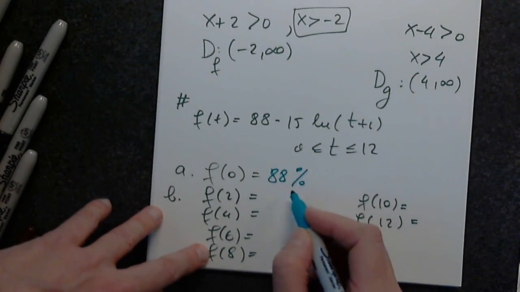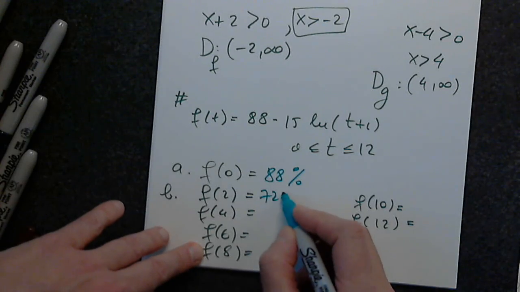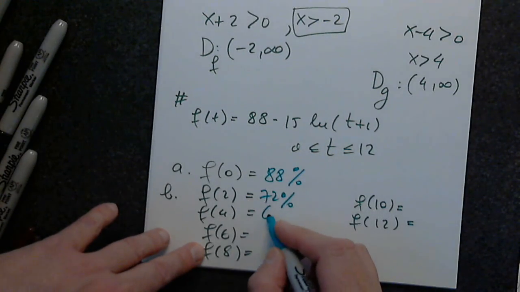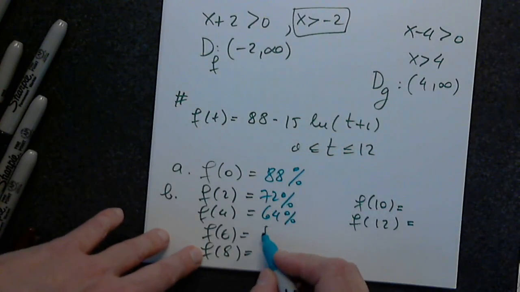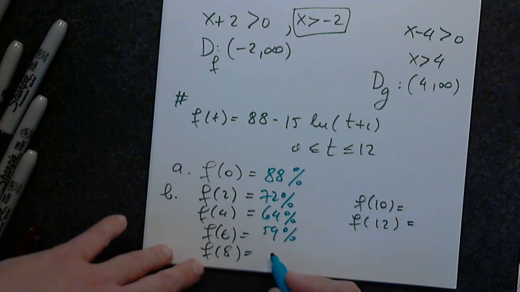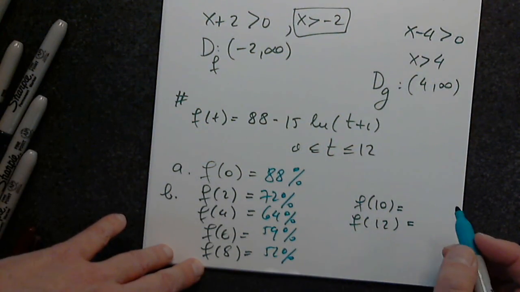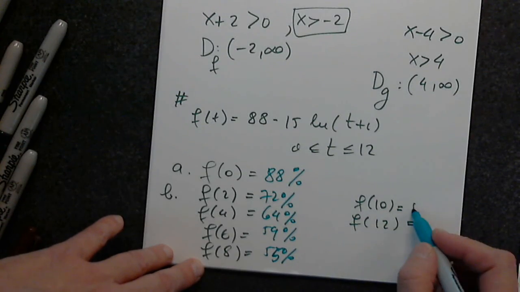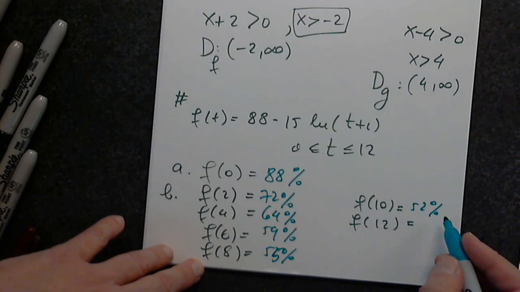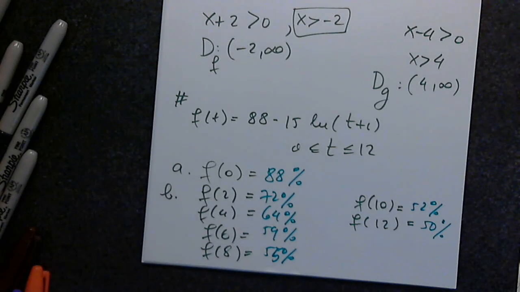88%. I'm going to round it up to 72%, and then 64%, and then 59%, and then 52%. I missed one, 55%, and then 52%, and then 50%. So this was a real life application in which mathematicians, students, a lot of people were involved. They came up with a function, and this is what they observed.